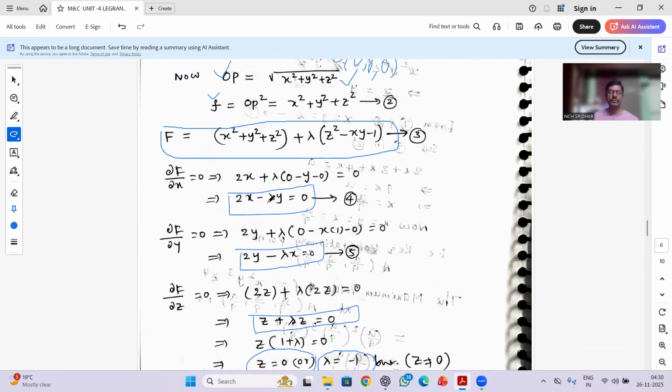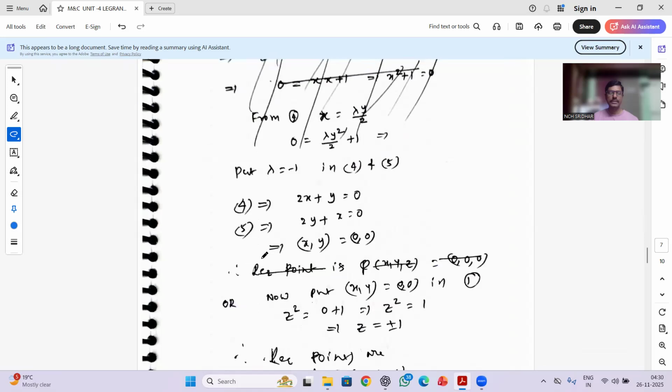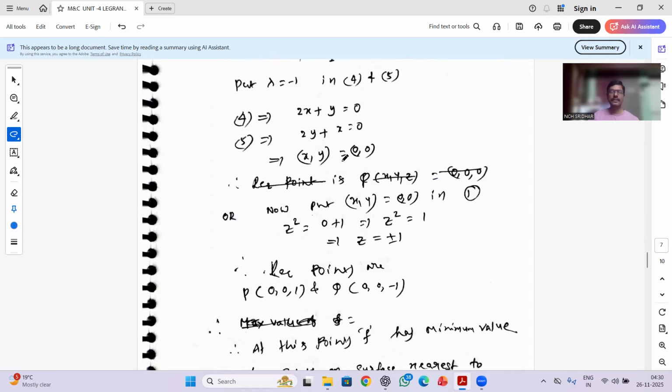So minus into minus, plus 2x plus y is equals to 0. Like that, I am substituting in the fifth equation: minus into minus, plus x plus 2y is equals to 0. So we need to solve these two equations: 2x plus y is equals to 0 and 2y plus x is equals to 0. Now on solving, because these two equations are passing through origin, when the equations pass through origin, always 0 comma 0 is the solution.